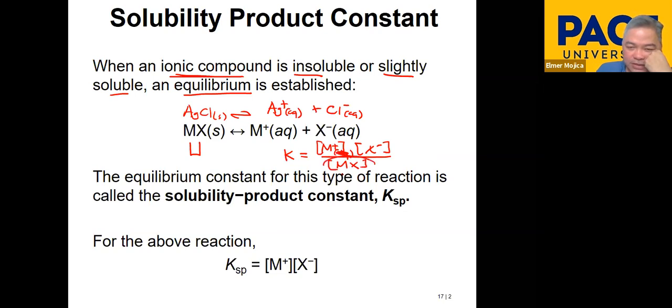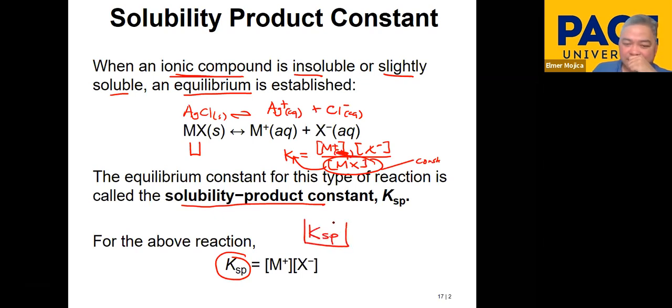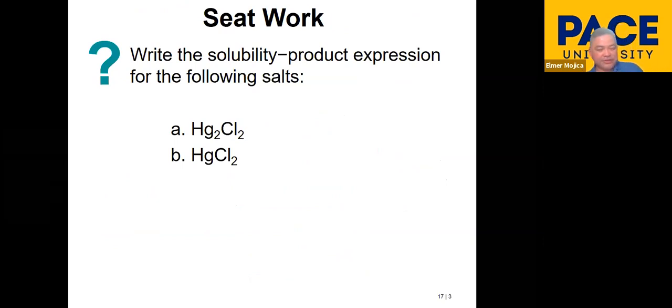But what will happen with this one, since this is constant? You can incorporate it with K. So that K times this one will now become your Ksp. And that Ksp is just known as your solubility product constant. So you have another K here. Okay, so K is what we call solubility product constant. And the way you express the Ksp expression is just like this one. So if you're going to express the silver chloride dissociation there, Ksp is just equal to silver ion and chloride ion. So let's try to write the Ksp expression for the following reaction here.